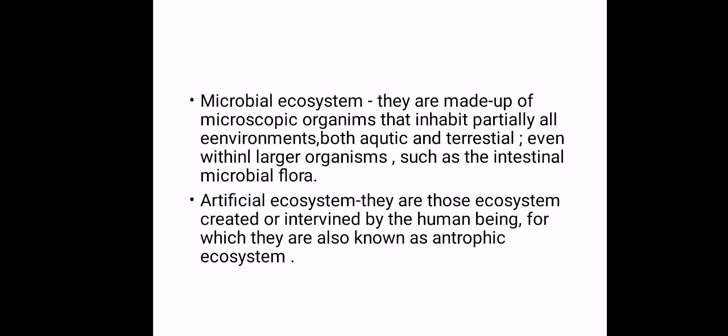Microbial ecosystem. They are made up of microscopic organisms that inhabit practically all environments, both aquatic and terrestrial, even within larger organisms such as intestinal microbial flora. Artificial ecosystem. They are those ecosystems created or intervened by the human being, for which they are also known as anthropic ecosystem.